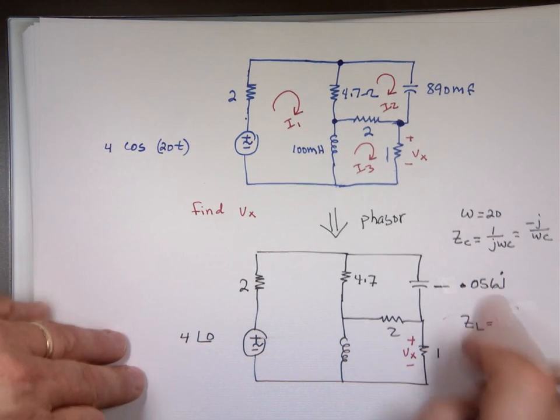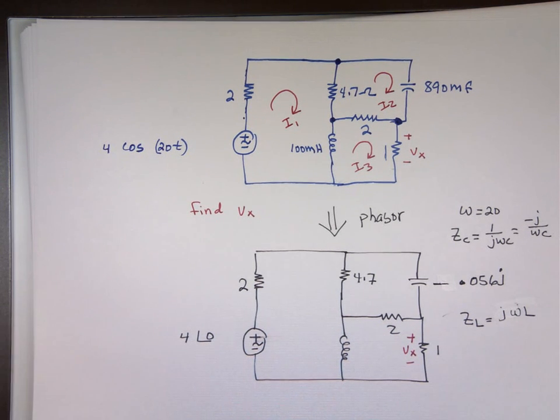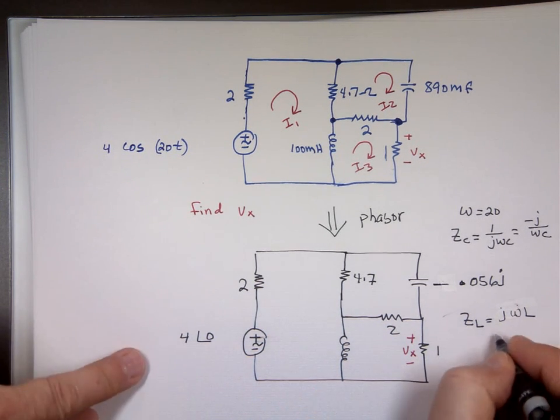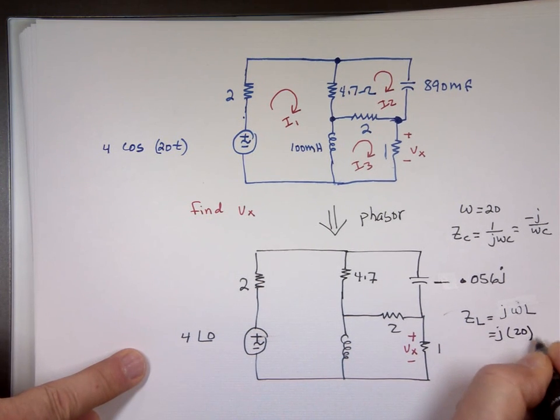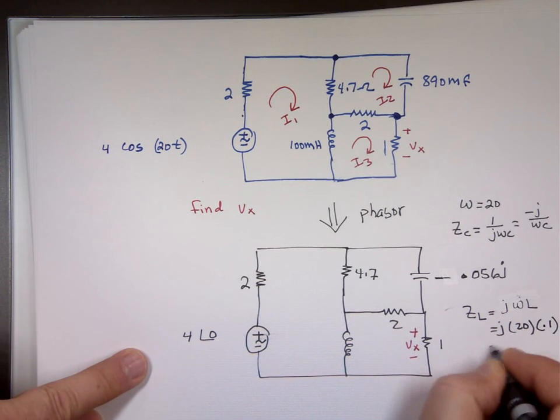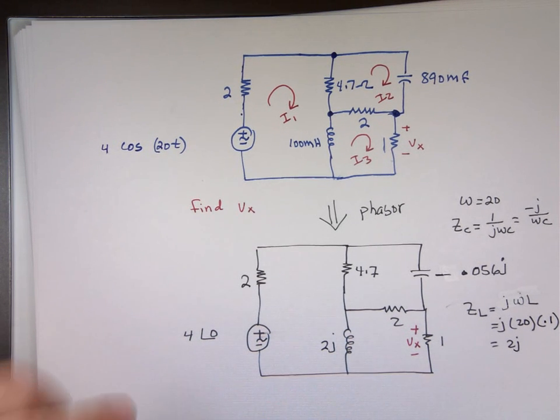Too early, 8 o'clock in the morning. J omega L, which is j omega is 20, and L is what? 0.1 or 100 millihenry? Is that 2j? Positive 2j. Just want to take a peek at that when I copied that picture. Is that 890 milli? That's what it looks like. Just a small value, you know.